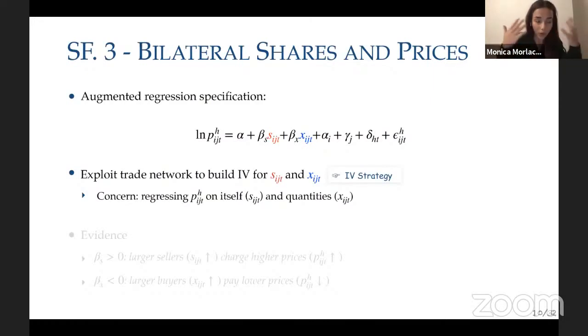We just want to show qualitatively how these prices and concentration are related to each other. However, we do also consider an IV strategy to account for potential endogeneity of the market share. And we construct the instrumental variables by exploiting the network structure of firm-to-firm trade. I don't want to spend too much time on this, yes.